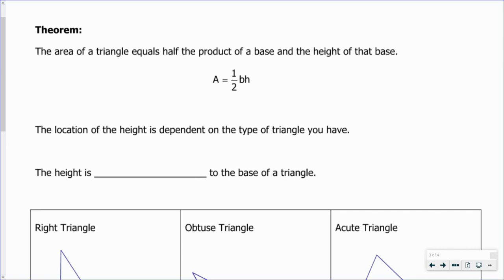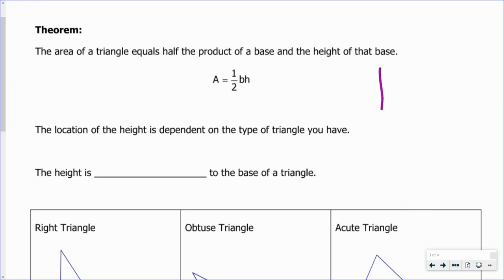Okay, so up to this point in time, we have talked about the areas of rectangles, squares, and parallelograms. Today, we are going to focus on the areas of triangles. As you can see here, the area of a triangle equals half the product of a base and the height of that base. Just kind of give you a quick rundown on why that is true.